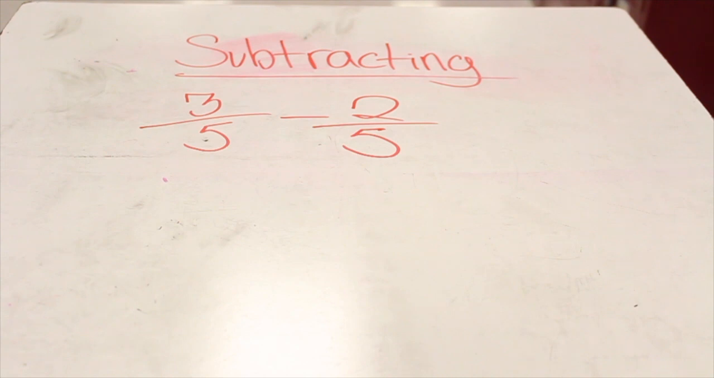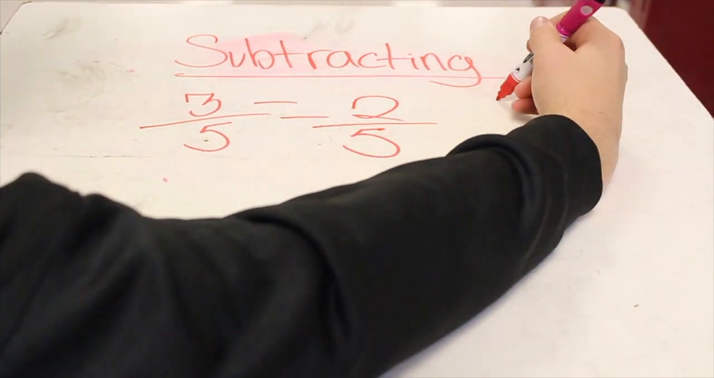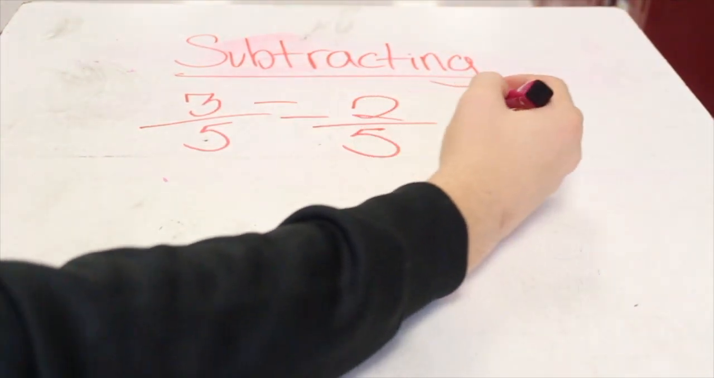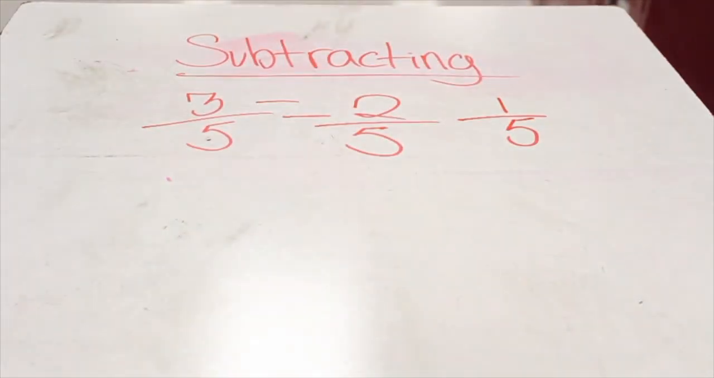Just like adding fractions, you need to have the same denominators. When you get the denominators to be the same, you subtract the numerators and keep the denominators the same. 3 minus 2 is 1. You leave that alone, so bring it across. Your final answer will be 1/5.